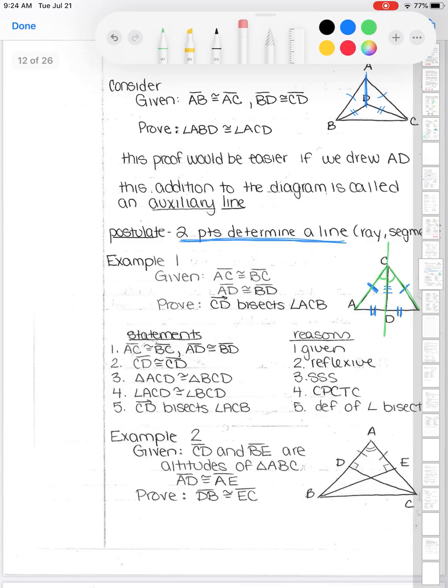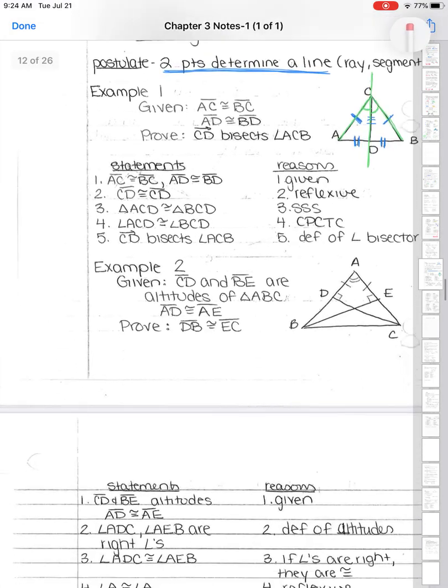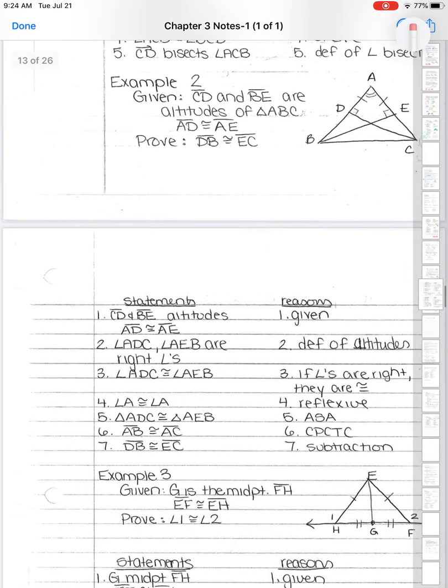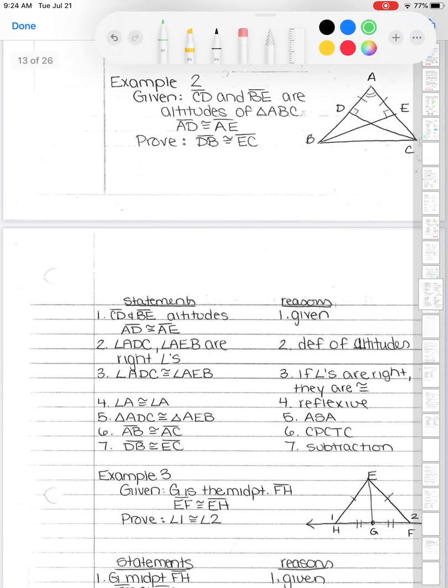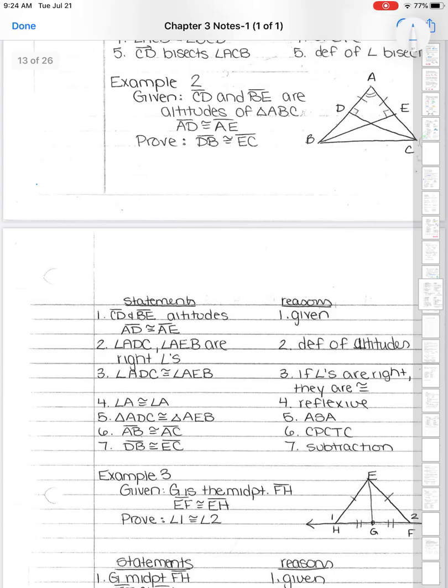Angle ACD and angle BCD are congruent, which then allows me to put my proof statement that says that CD bisects angle ACB. The reason, an angle is being bisected, so you write definition of angle bisector. Just make sure that that angle piece is there. You have to specify when an angle is being bisected.